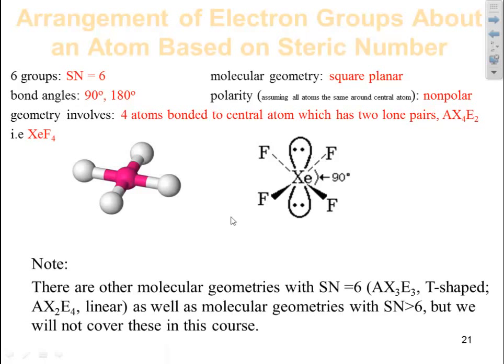Note, there are other molecular geometries with our steric number equal to 6. AX3E3, which is T-shaped. AX2E4, which is linear. As well as other molecular geometries that are greater than steric number equals 6. But we will not cover these in this course.